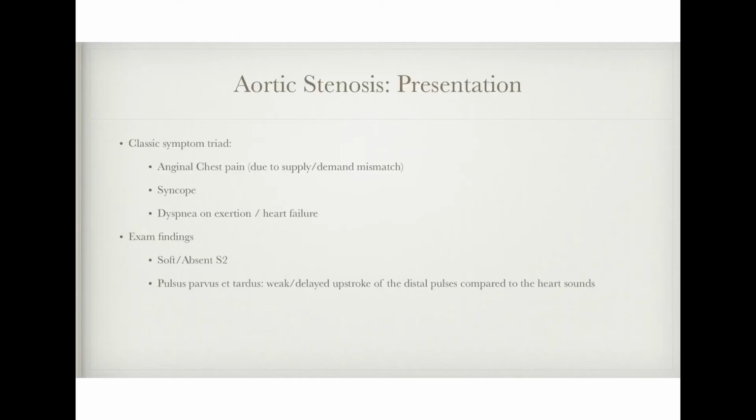A finding termed pulsus parvus et tardus. This is the finding of a weak or delayed upstroke of the peripheral pulses compared to the heart sounds. And the murmur, which is classically described as a harsh, systolic, crescendo, decrescendo murmur, which is best heard at the aortic area, the right upper sternal border, and radiates to the carotid arteries.